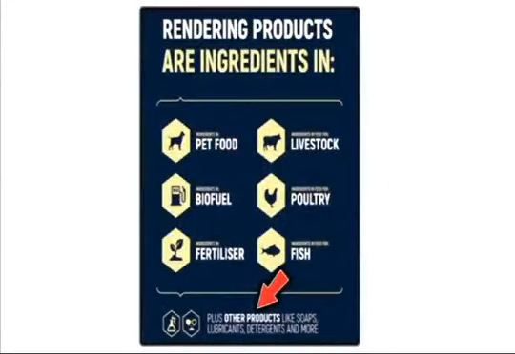And then it shows that their rendering product ingredients are in ingredients for pet food, ingredients for livestock, ingredients in biofuel, ingredients to feed poultry, like chickens. It's in ingredients in fertilizer. And it's ingredients to feed fish. And then in small print at the bottom, as you notice, it says, plus other products like soap, lubricants, detergents, and more. Well, what does that more include? Well, you're going to have to figure this out. Let's go to the next slide.